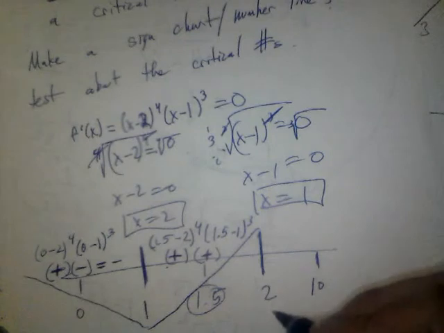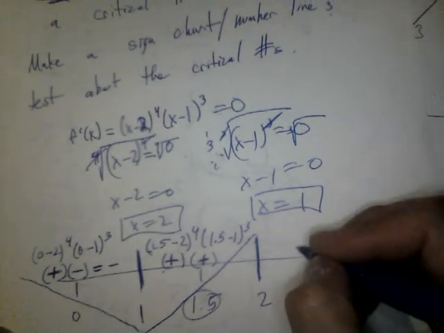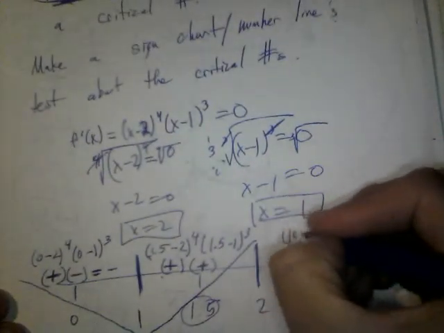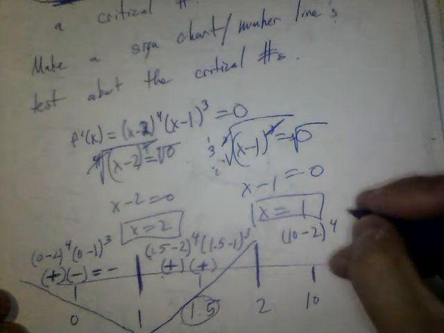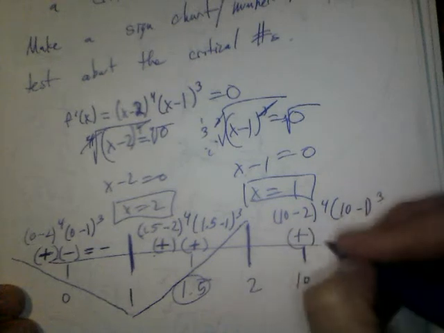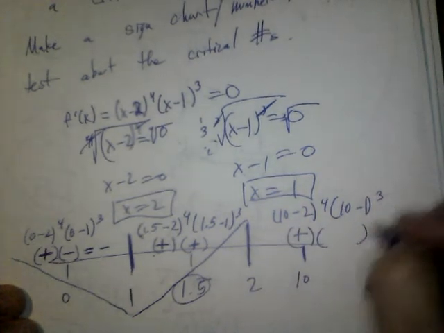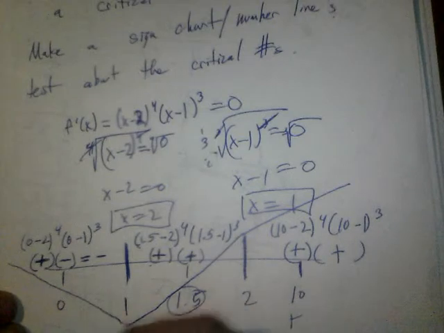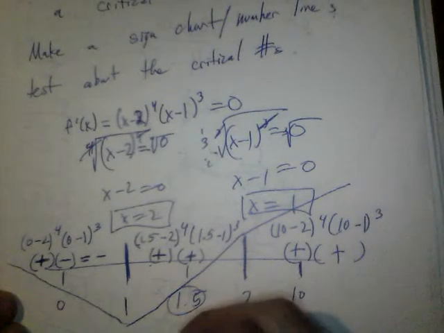And now we're going to see what happens after 2. We're just going to plug this 10 in, just for fun. Remember, it doesn't matter which one you use. So I get 10 minus 2 to the 4th times 10 minus 1 cubed. This gives me a positive no matter what. And 10 minus 1 is 9, 9 cubed is positive, so it just gives me a positive. So basically, this function looks like this, which means it has a minimum.